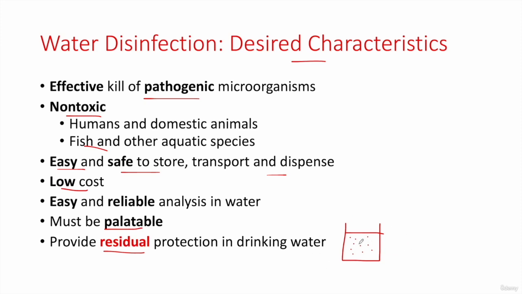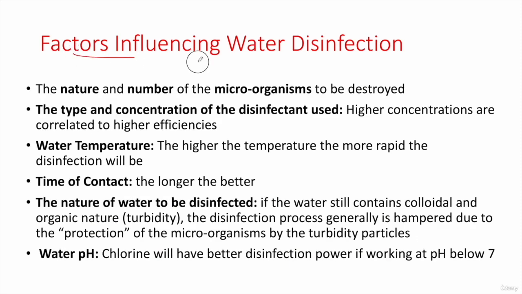Now, what are the factors that can influence the water disinfection? First of all, I have to know the nature and the number of microorganisms to be destroyed in the water. I have already said that we still have mainly three categories of pathogens in the water. We still have the bacteria, viruses, and protozoa. So this is the nature of the contamination now. Later on, we will see that chlorine is very effective in removing bacteria and viruses, but less effective in removing protozoa, while UV light is very effective against protozoa.